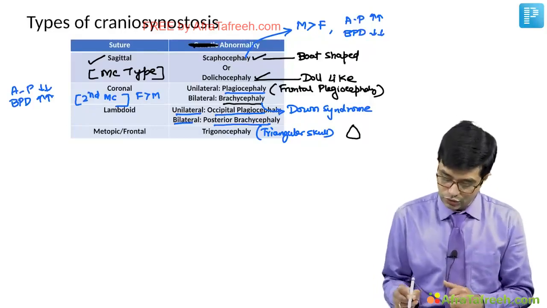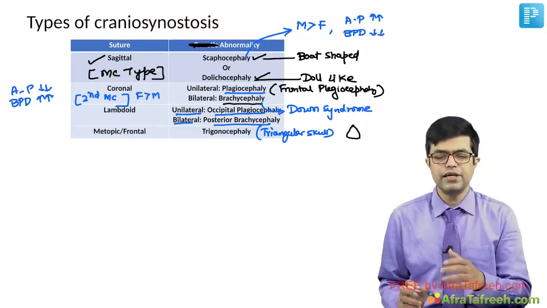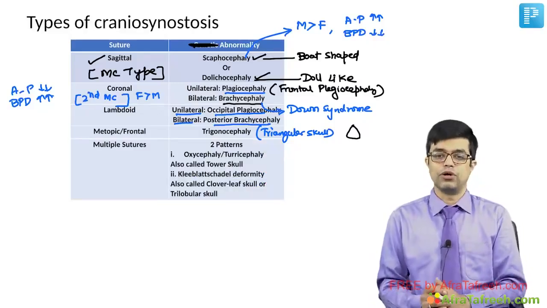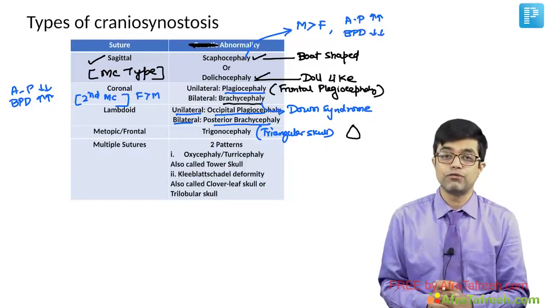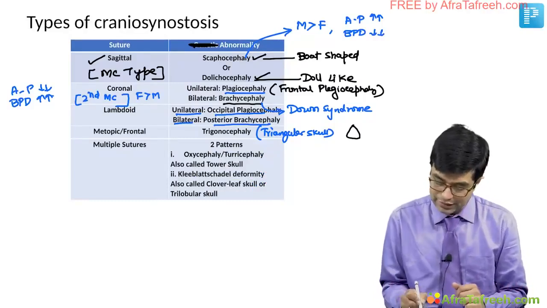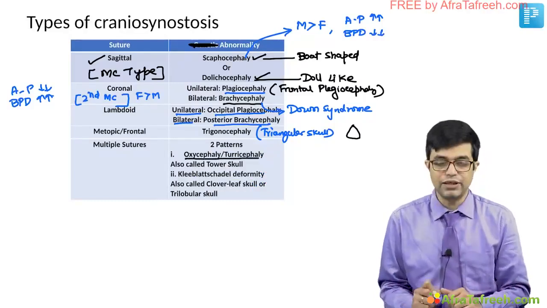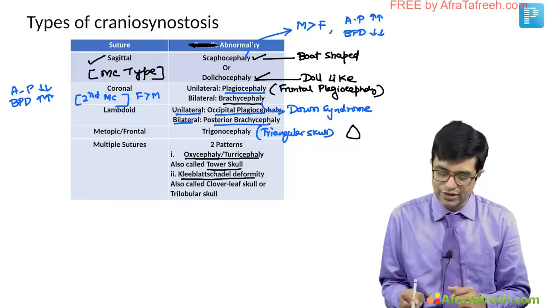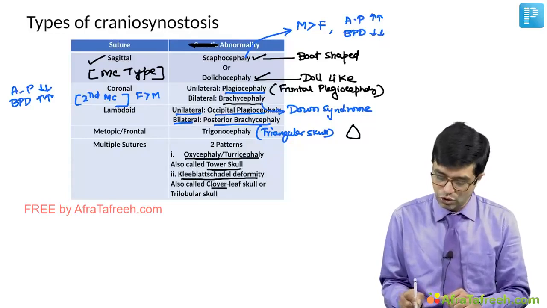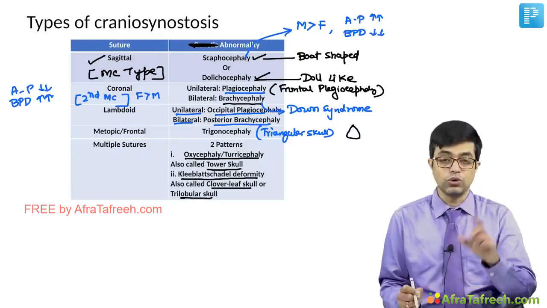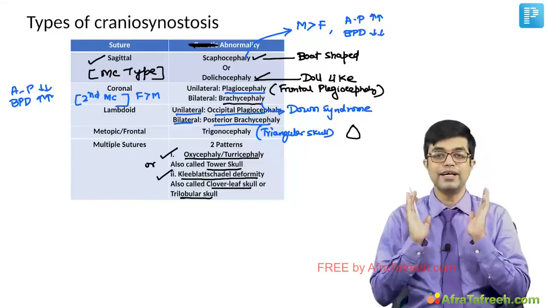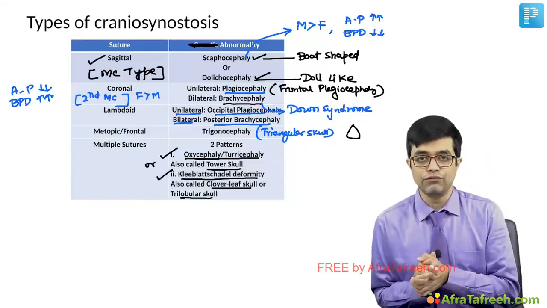And metopic or frontal suture is associated with various chromosomal abnormalities. Then you have multiple sutures being involved. There are two patterns when multiple suture fusion happens. The first pattern is oxycephaly or turricephaly, which is also called tower skull. And second is Kleeblattschadel deformity, which is also called cloverleaf skull or trilobular skull. Both do not occur together, one out of this or this. One out of these two is seen when multiple sutures tend to fuse.